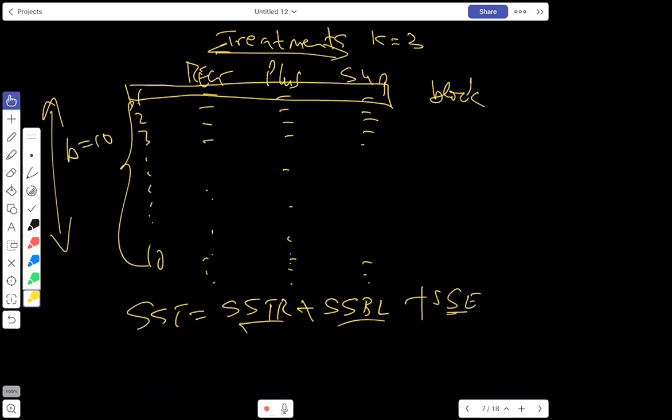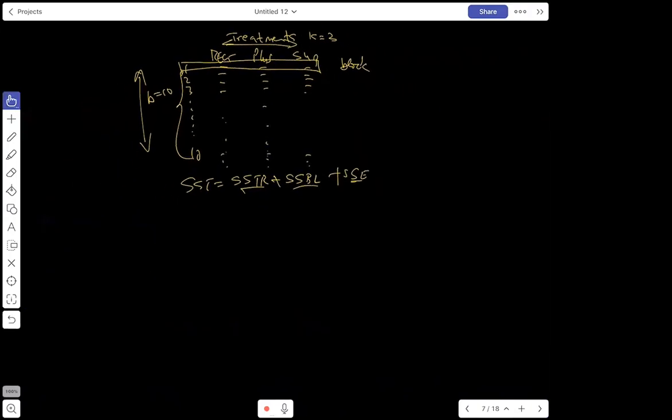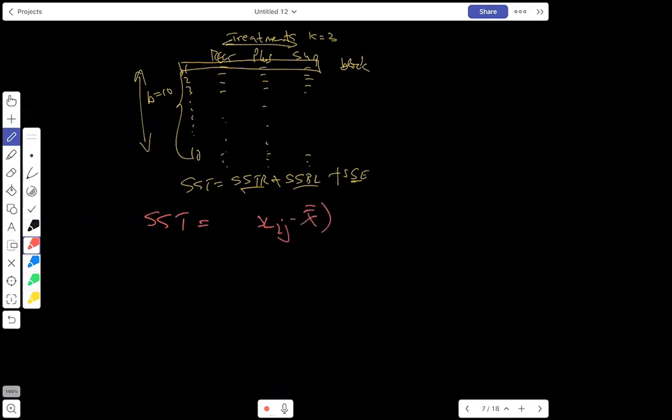Now we already know some parts of this. All we need now is SSBL really. So what do we already know? Let's change the color. We already know that SST is equal to the sum of (Xij minus X double bar) squared. Add it all up, Xij. So if I do this over all of the values, in other words, I'm finding the sum of squares as if I were going to find the variance of all the numbers. So that's the formula that we would use.